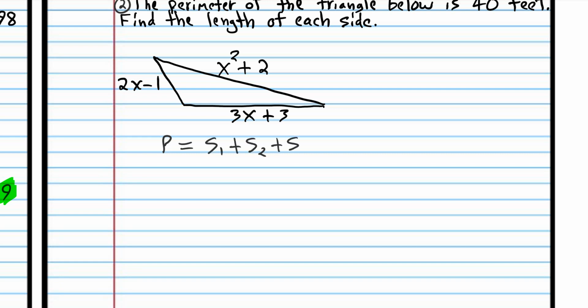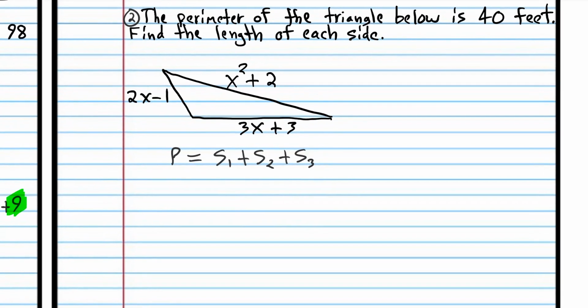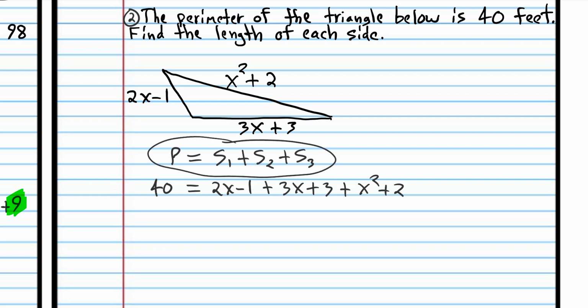And I'm not really defining what S1, S2 and S3 mean, but I just don't have the energy for that. It's obvious that we're just dealing with the sides. So side 1, side 2, side 3. It doesn't really matter which one is which. And we know that the perimeter is 40. The problem tells us that the perimeter is 40. Now side 1 will be 2x minus 1. Side 2 will be 3x plus 3. And side 3 will be x squared plus 2. The only reason that I wrote this is just to show you what perimeter is, what we're doing here.